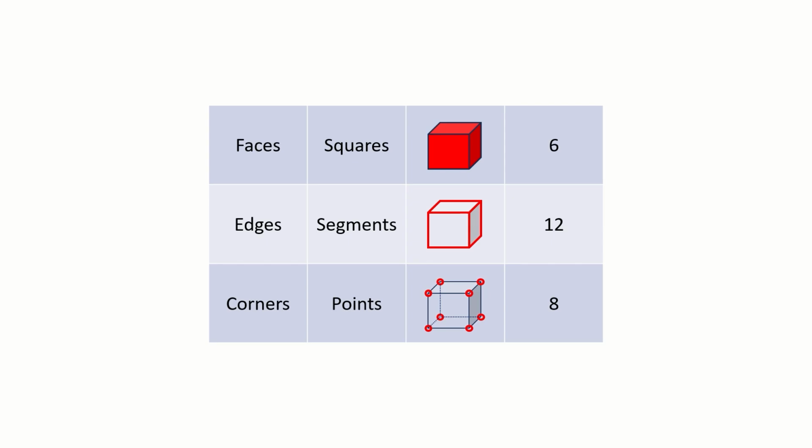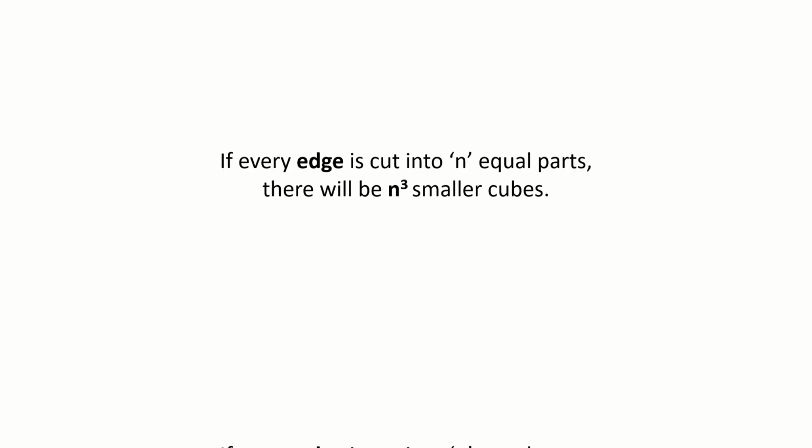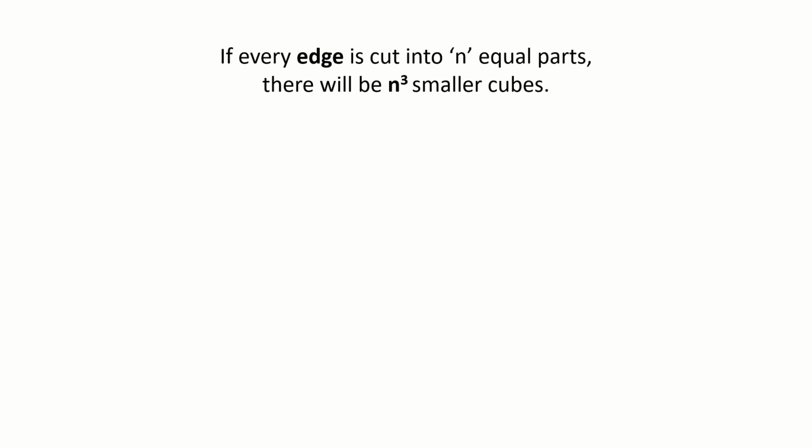Now, let's do the cutting of a cube. If every edge is cut into n equal parts, there will be n cube smaller cubes. What do we mean by this? Let's understand through a diagram.